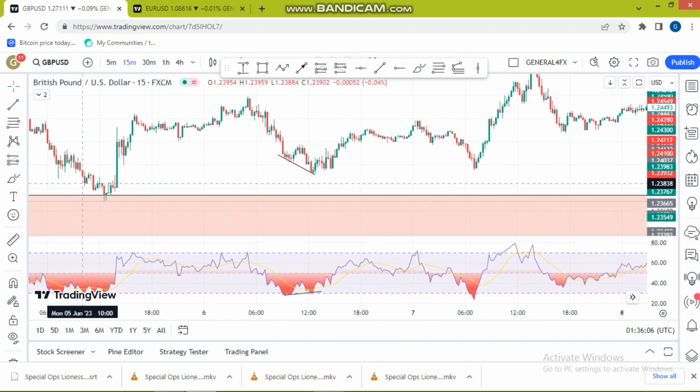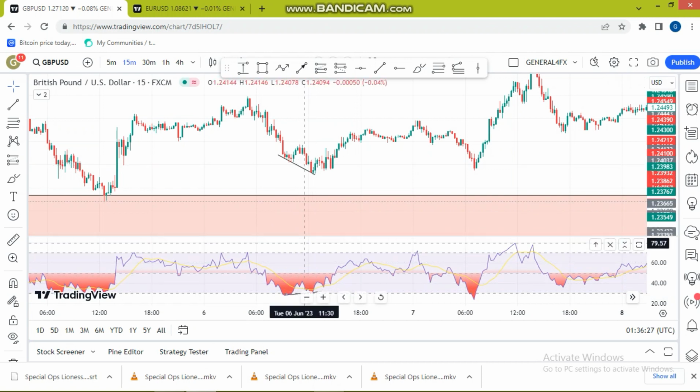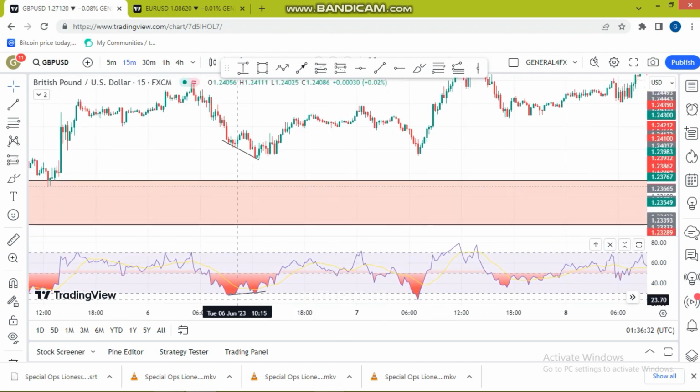Price started from this support here, came back down, and missed a higher low here. On this regular bearish divergence, I make a lower low, and look at the RSI here, it is making a higher high. You don't see that clearly, let me make it clear to you. Looking at it here, you see it's making a higher high right here.